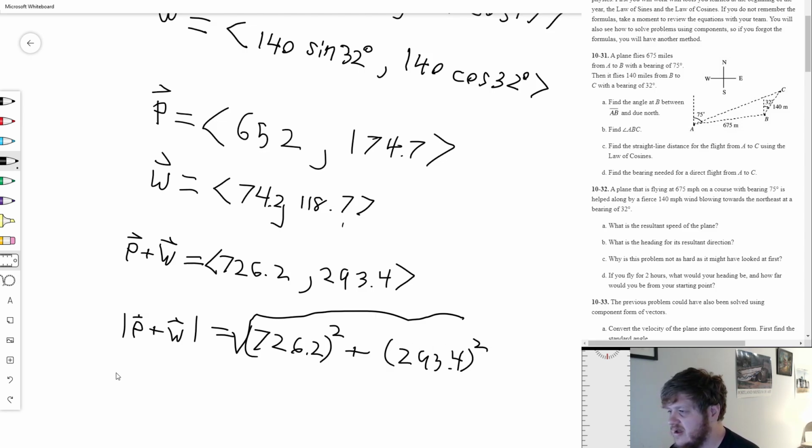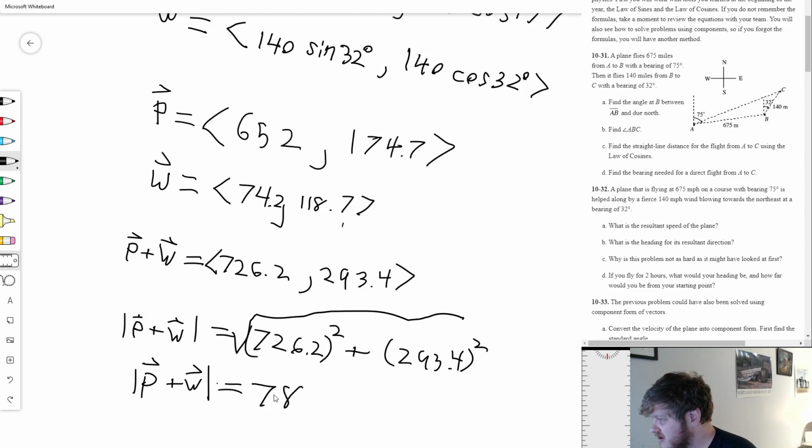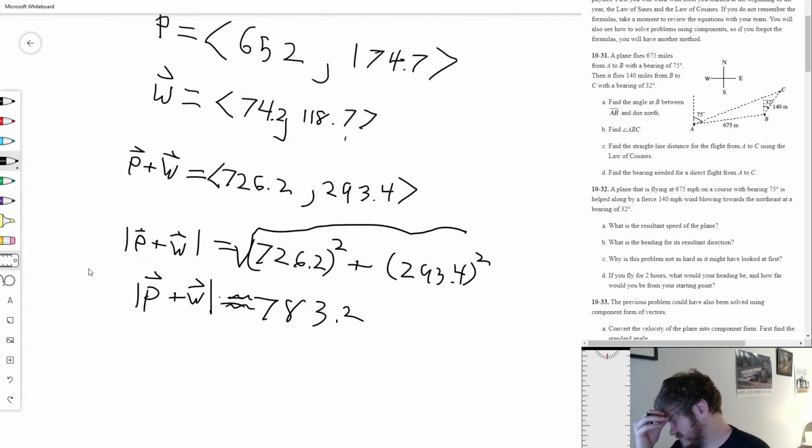And then when we get that all out, we get a total of P plus W equals about 783.2, approximately. Did a bunch of rounding early on, which does make a difference. But so we get about 782 is sort of the speed of our plane, which is the magnitude of the velocity. And then what is its heading?